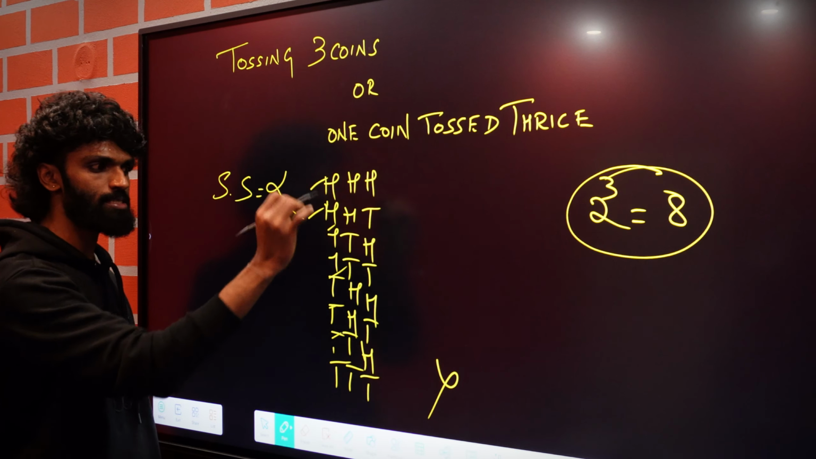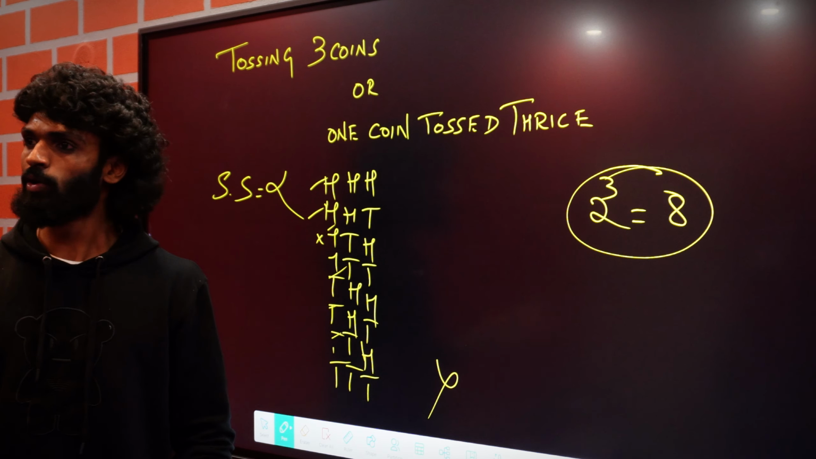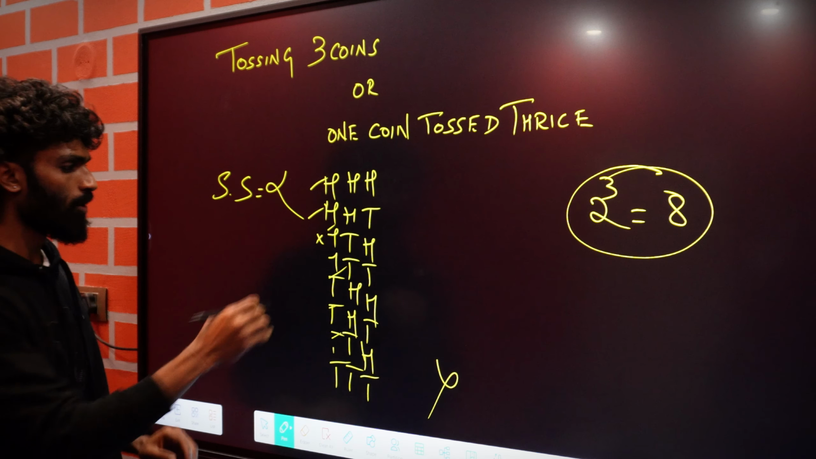Does this have minimum 2 heads? Yes. What about this? No. It has only 1. Even though it is just 1 less, I don't care. It has to be minimum 2. This doesn't have it. Okay.